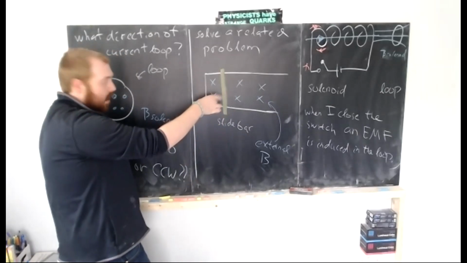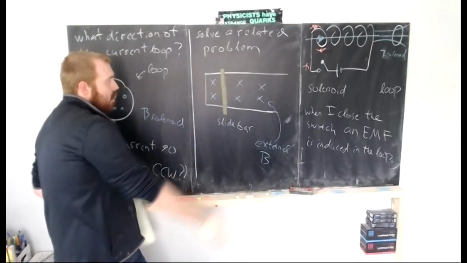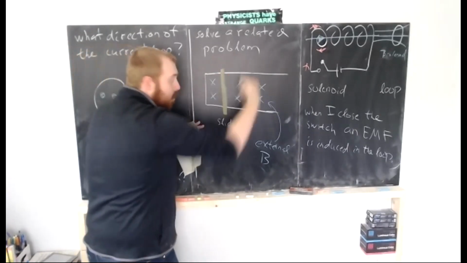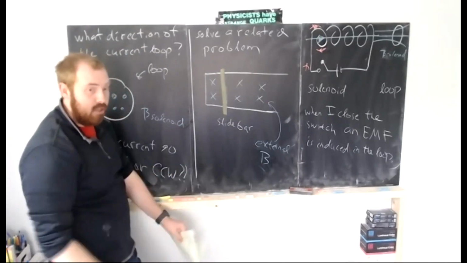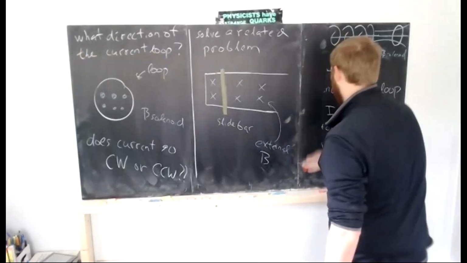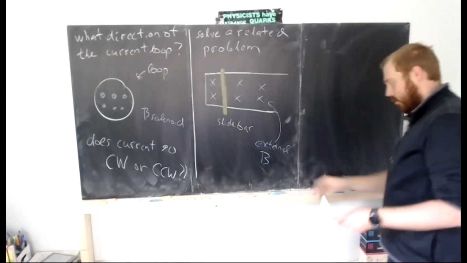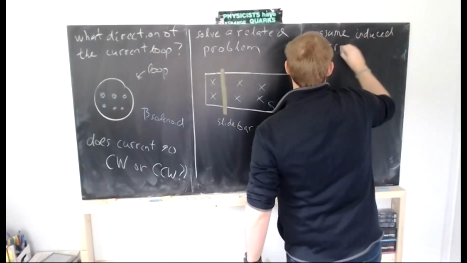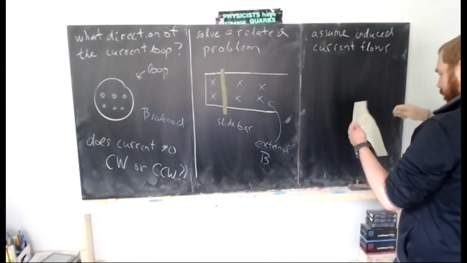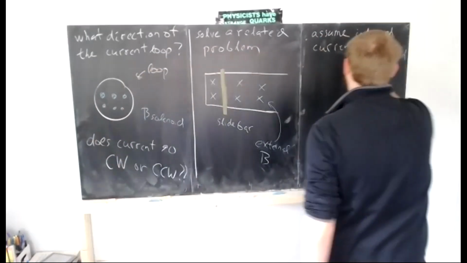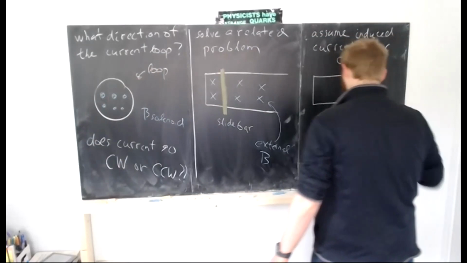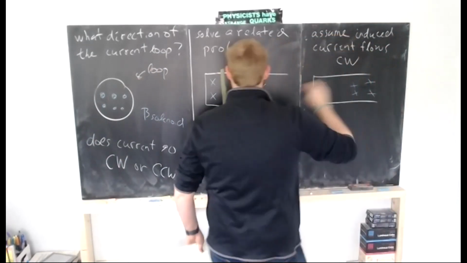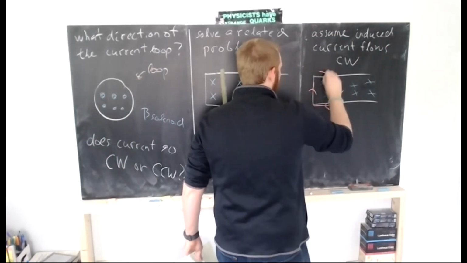If I just flick the little slide bar, give it a little nudge, the bar is going to start to slide. Look, the area will start increasing. Flux is changing, there's induced EMF. Induced EMF, there's a current. So let's assume that the induced current flows clockwise, right? Assume the current starts to go this way around.